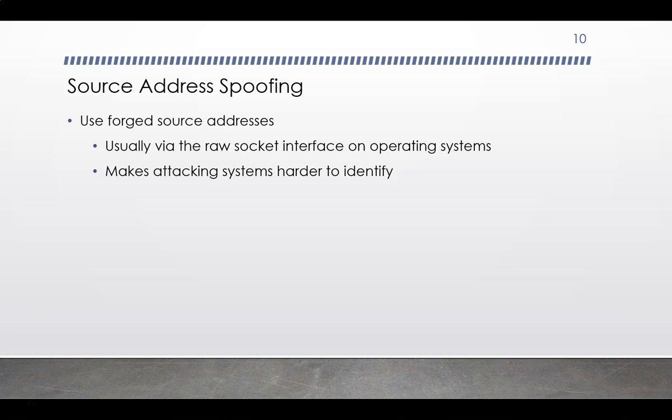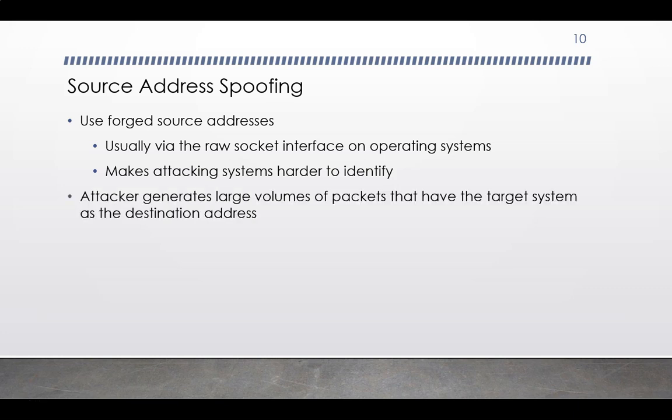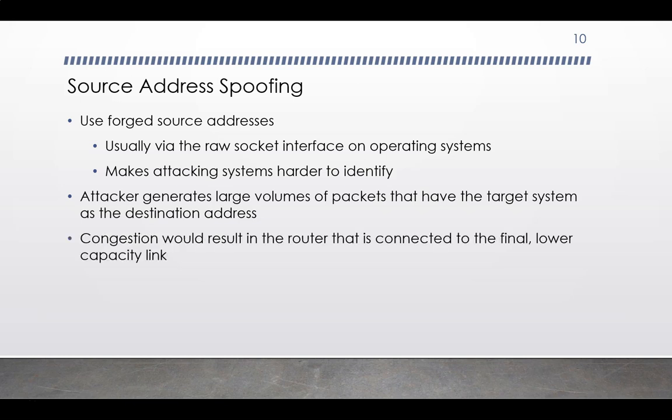Note that if this interface was not available, an attacker would need to install a custom device driver on the source system to achieve this level of access to the network. The process would be much more error-prone and dependent on operating system version. In conducting the attack, the attacker generates large volumes of packets that have the target system as the destination address. The result of this excessive traffic is congestion in the router at the final lower capacity link.